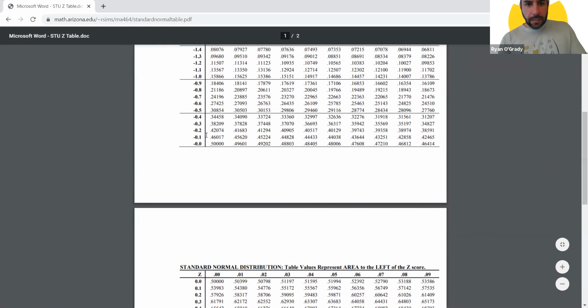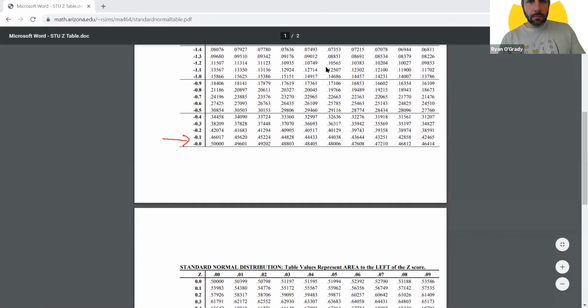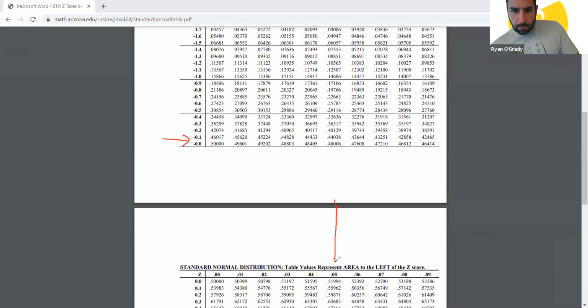So here, I'm going to go down here. So I need the negative 0.1. So I need this row. And then I need, it's 0.15, so then I need this column. And so the number I seek is 0.44038. So I'll go write that in.